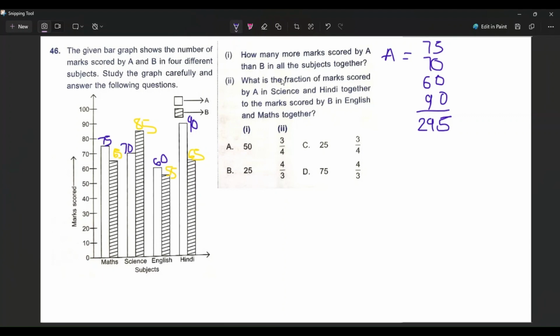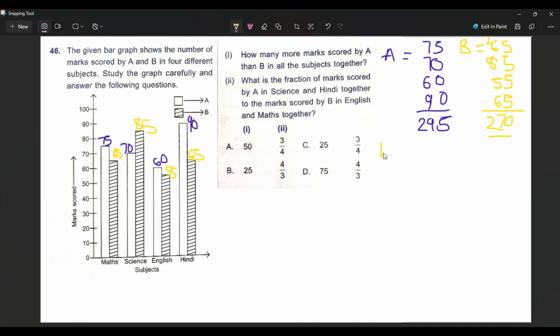Now let's add B. How many B marks are there? Maths 65, Science 85, English 55, Hindi 65. 5 plus 5 is 10. 10 plus 5 is 15. 15 plus 5 is 20. 2 carry. 2 plus 6 is 8. 8 plus 8 is 16. 16 plus 5 is 21. 21 plus 6 is 27.